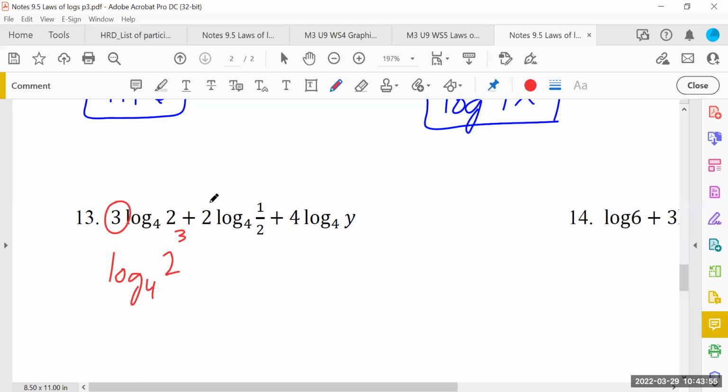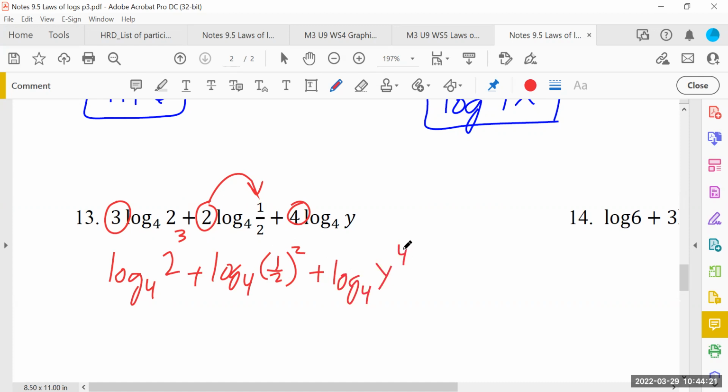And then I need to do something with this 2. Davian, what do I do with that 2? Yep, 1/2 to the 2nd power. So plus log base 4 of 1/2 squared. And same thing, this 4. Ednan, where's that 4 going? Yep, log base 4 of y to the 4th.